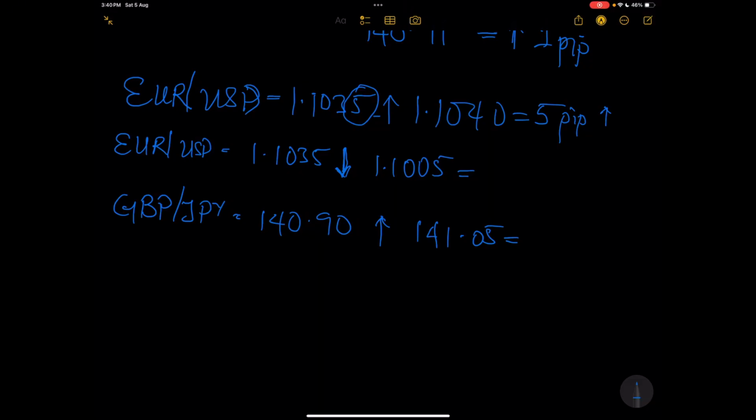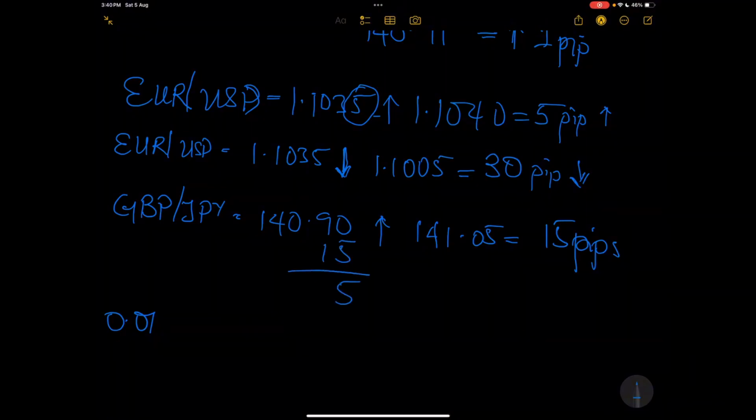Now, how many pips would EUR USD have to decrease from 1.1035 to give you 1.1005? If you look correctly, you'd see that this is a 30 pip fall. Then coming to GBP JPY, remember I told you it is 0.01, 2 decimal places. So as a very smart student, you know that this pair has increased 15 pips. If you add 15 here, you have 5, you have 10, you have 141.05.